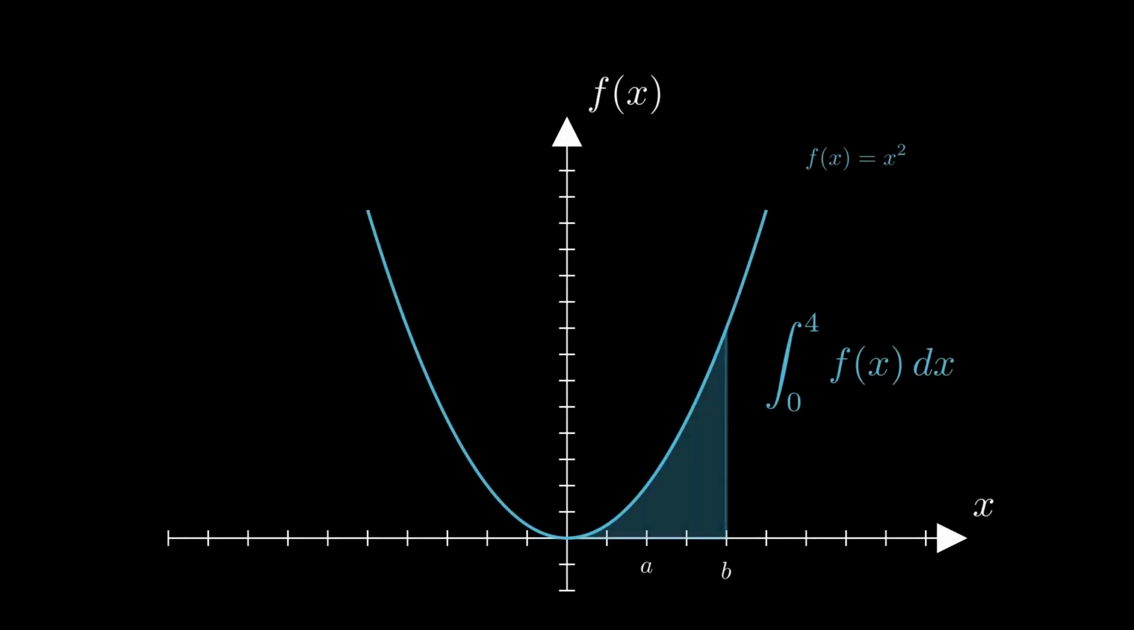If we look at the graph of the quadratic function x squared, if the blue area represents the area under the curve from 0 to 4, and the red area represents the area under the curve from 0 to 2, subtracting the red area from the blue area would give us the area under the curve from 2 to 4, or in other words, the integral from 2 to 4 of x squared with respect to x.